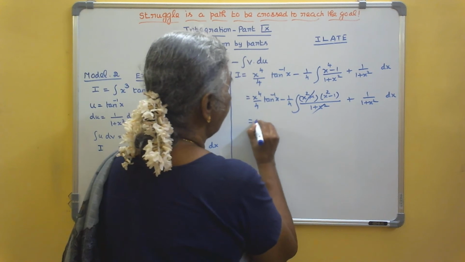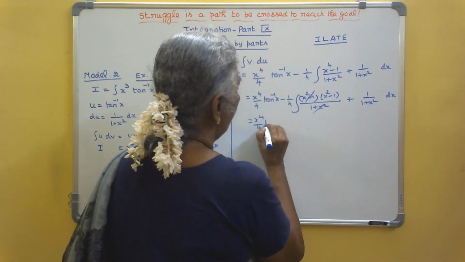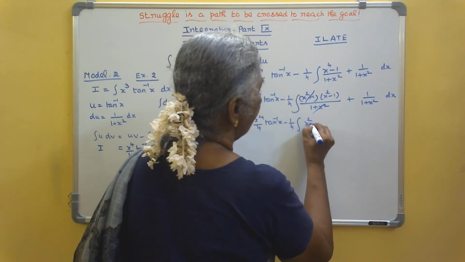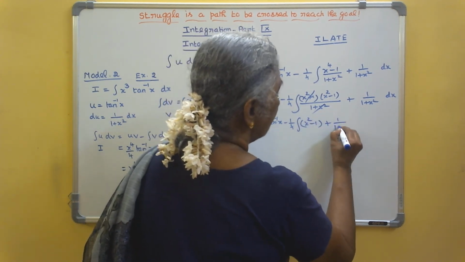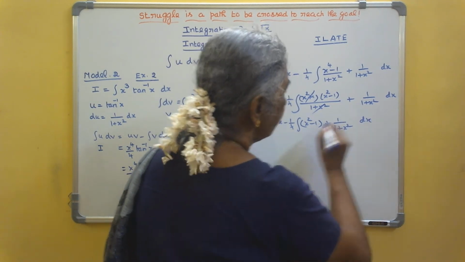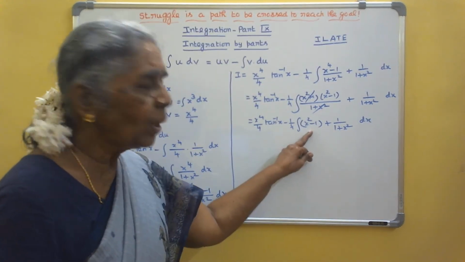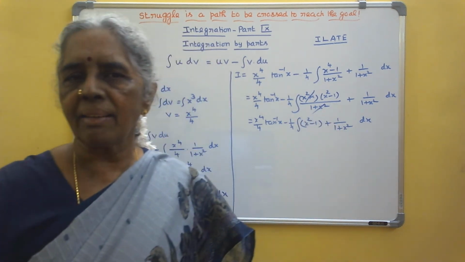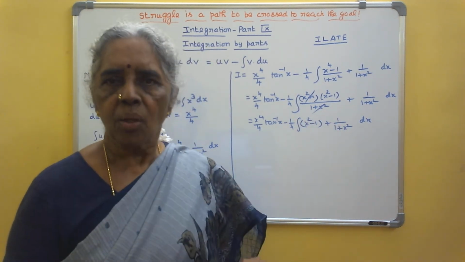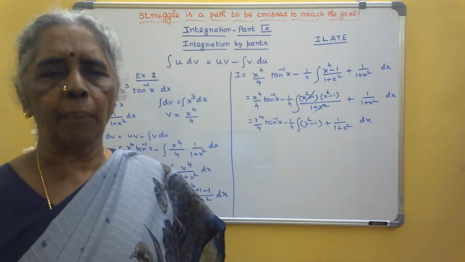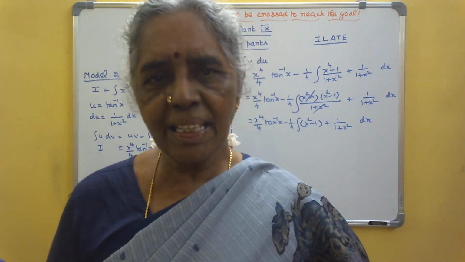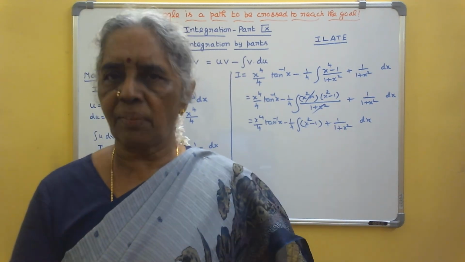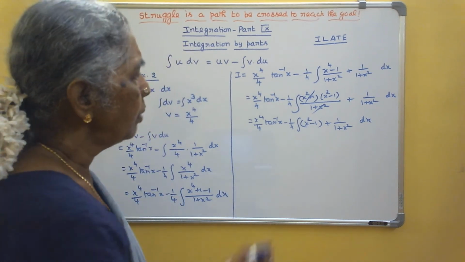So now I am getting x power 4 by 4 tan inverse x minus 1 by 4 integral x squared minus 1 dx. Now this will be your quotient if you do the division, and the 1 will be the remainder. This is the divisor. So now I got it by adding and subtracting and splitting. If you think it is easy, you can use this method. Otherwise, you can go for the normal long division method. Okay. So now you have got like this.